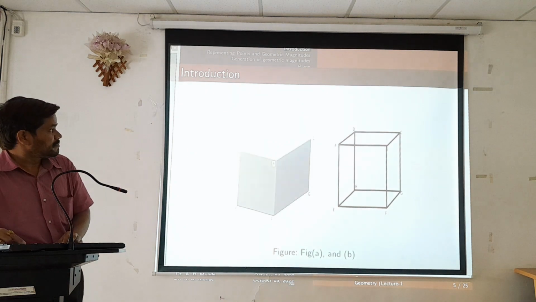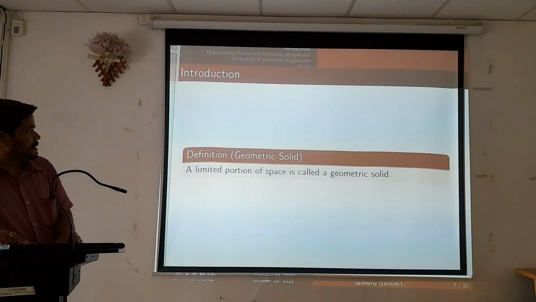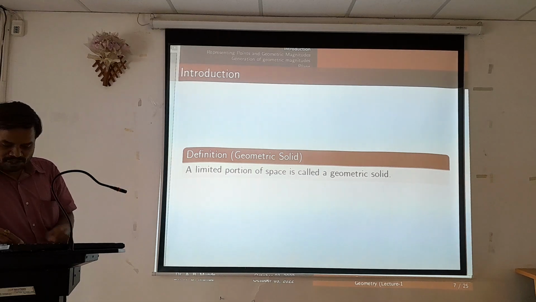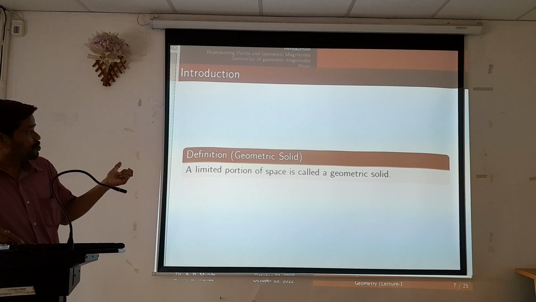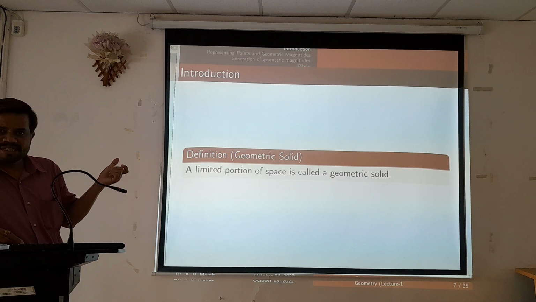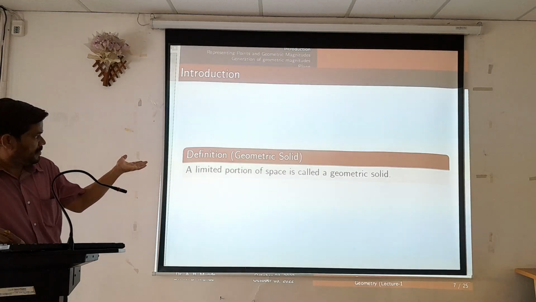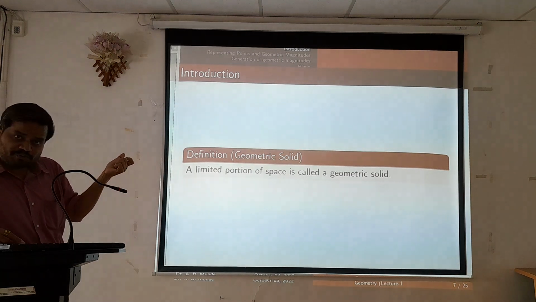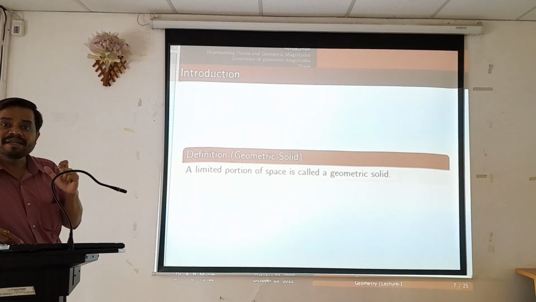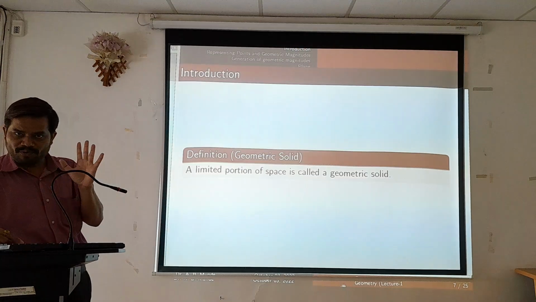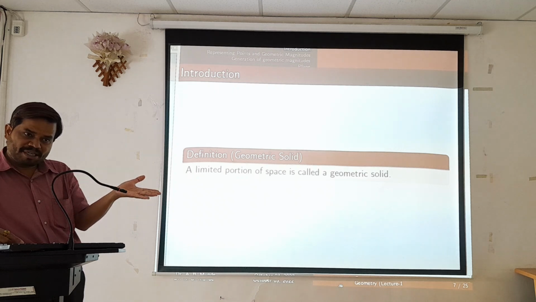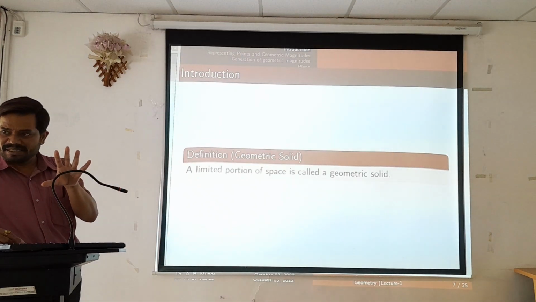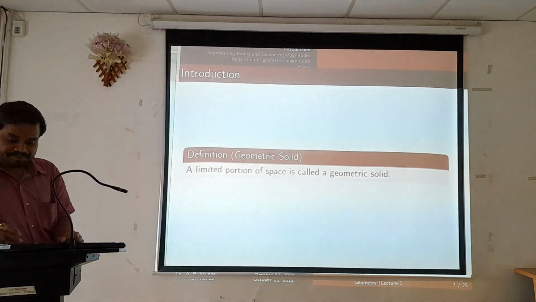Now, see here the definition of a geometric solid: a limited portion of a space. As I have already said, which you saw in the previous slide, a limited portion of a space is called a geometric solid. I think all of you are clear about the meaning of a geometric solid and the cuboid, and what we have to study in this chapter. Yes, so let us see here.